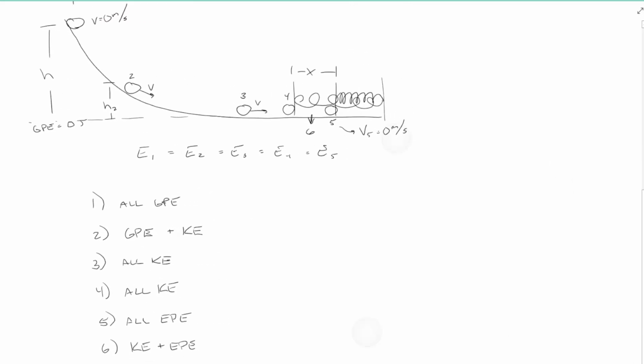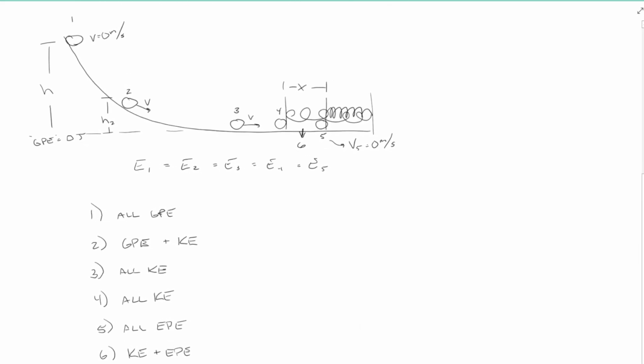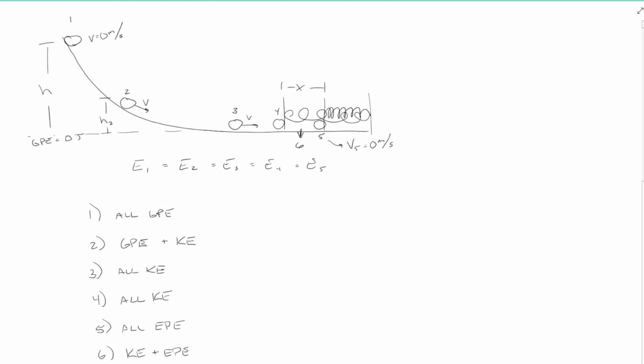Right? So again, all of these locations have the same total number of joules, but when work is done, in this case by gravity, and then work done by the spring, the energy changes to different forms. We don't lose energy, we just change to different kinds.